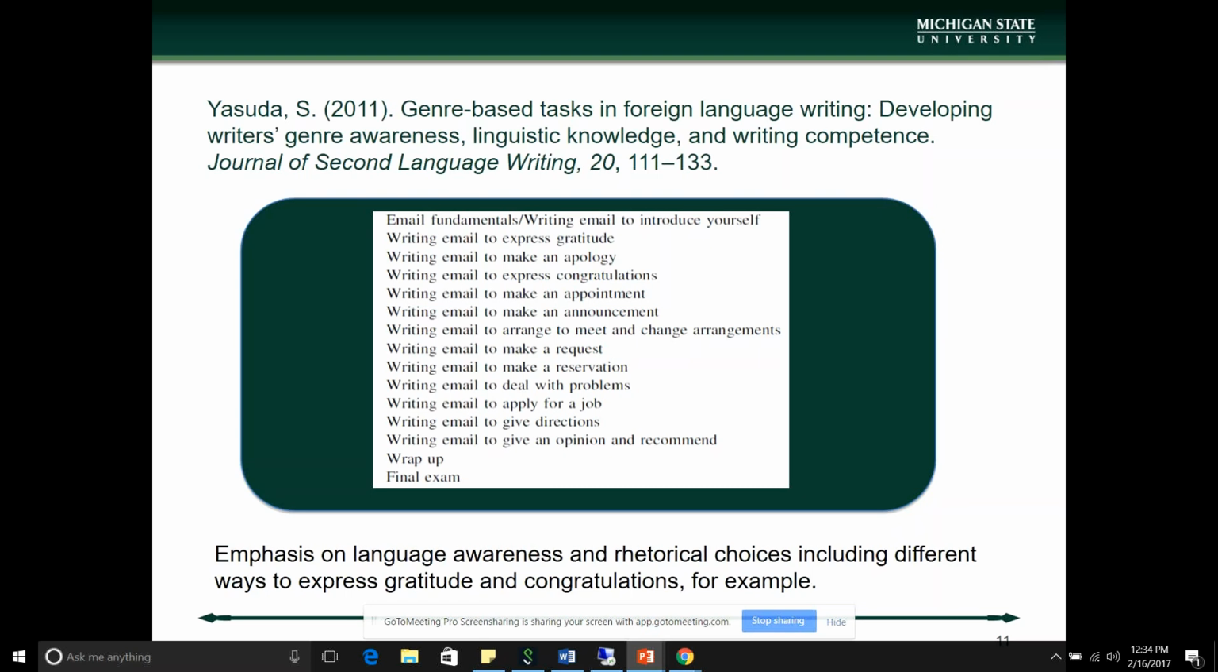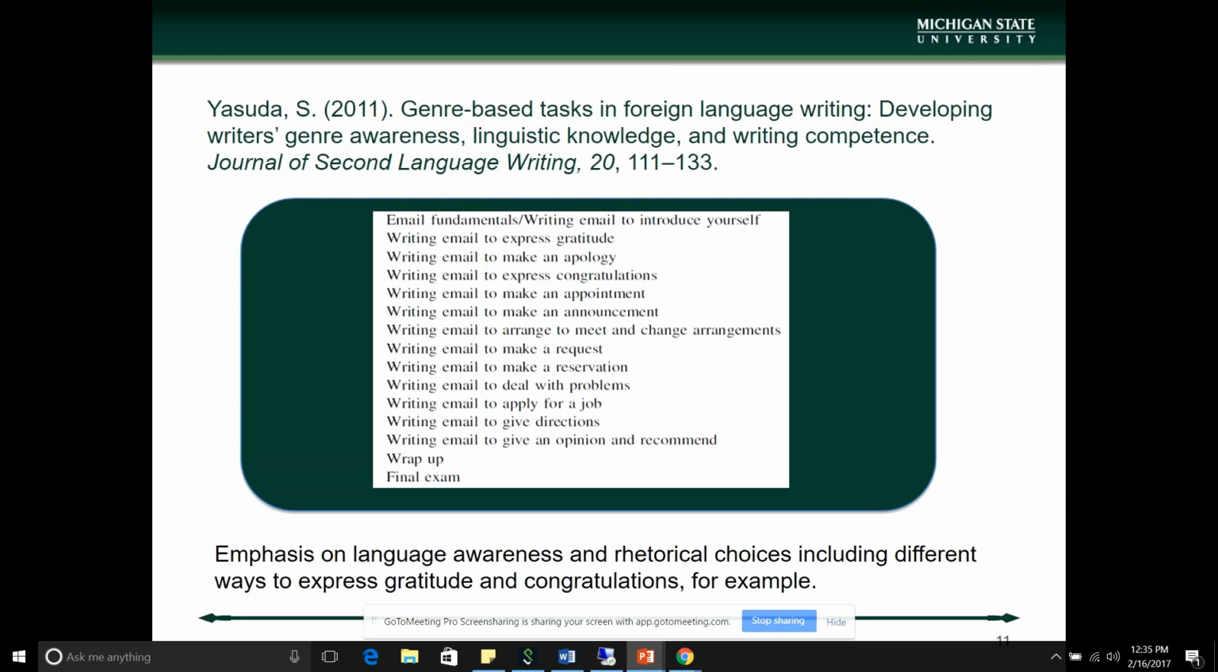So for example, when students were told to write an apology, they looked at different ways that you could apologize. When they had to write emails expressing gratitude, they looked at different ways to do this. And if you look at her article, you can see very specific examples of the language that she used.